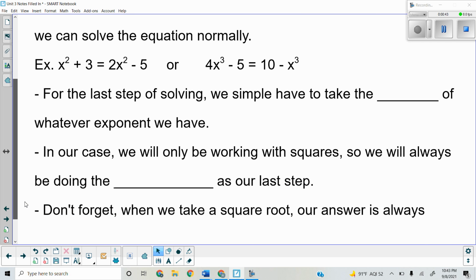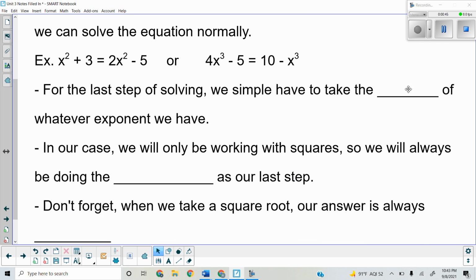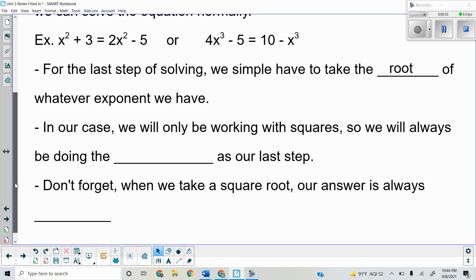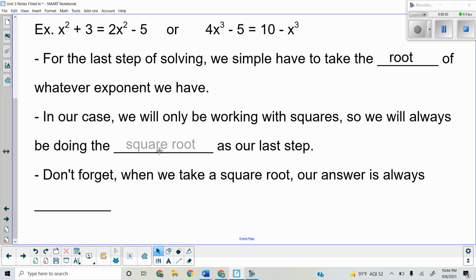For the last step of solving, we would have to take the root of whatever exponent we have. In our case, we will only be working with squares, so we will always be doing the square root as our last step. Don't forget, when we take the square root, our answer is always a positive negative answer.